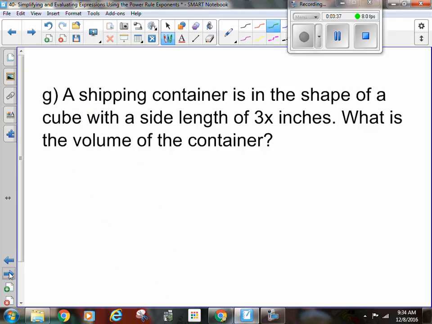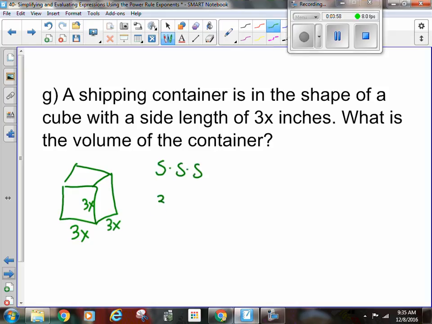All right, a shipping container is in the shape of a cube with a side length of 3x inches. So a cube looks like this. Okay, this side's 3x, this side's 3x, this side's 3x. What's the volume of the container? Well, volume of a cube is just side times side times side. So 3x times 3x times 3x, which is the same thing as 3x cubed.